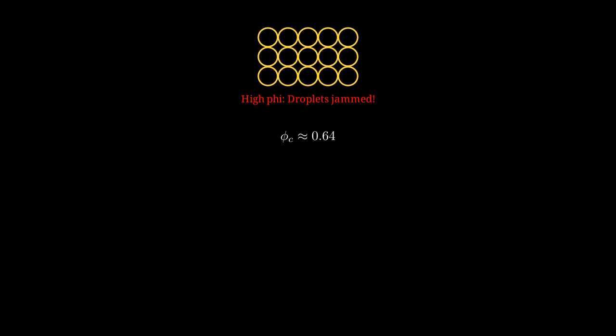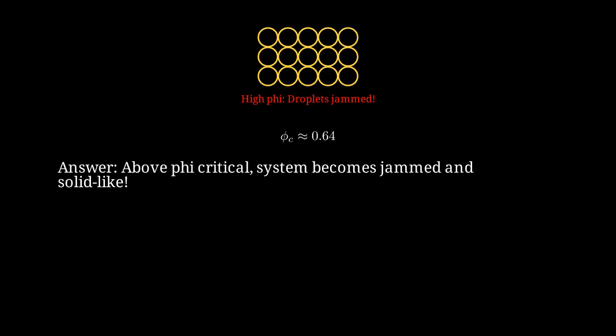The critical jamming transition occurs at phi critical approximately 0.64 for random sphere packing. Above this critical volume fraction, the system undergoes a jamming transition and becomes solid-like, even though it's made entirely of liquids. Mayonnaise behaves like a glass, but what does that actually mean?